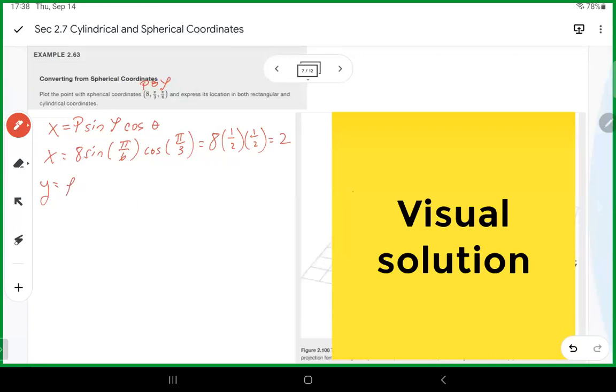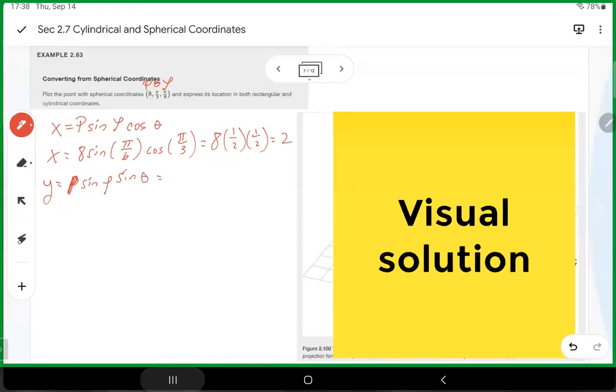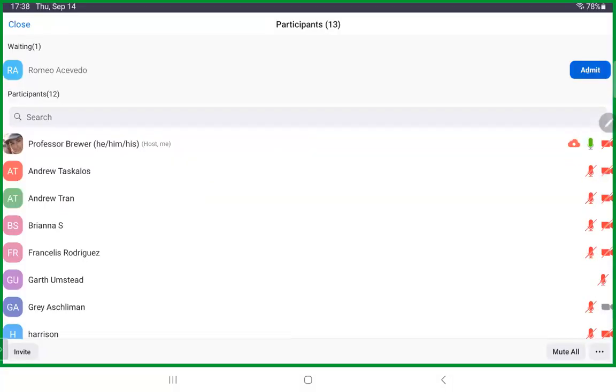For y, it's rho sine phi, nope, sine theta. All right, you guys try to fill that in while I let the last person in.